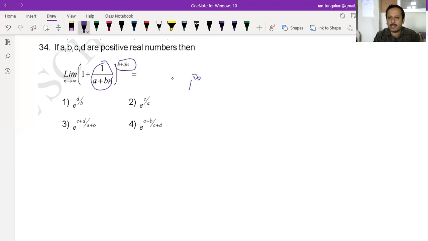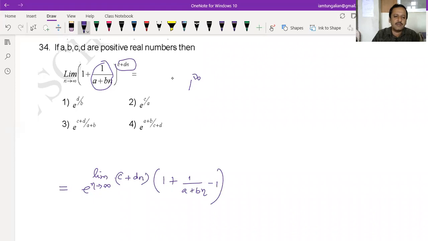So when it is of the form 1 power infinity, I have given you that shortcut. The shortcut is e power limit x tends to a of g of x into f of x minus 1. So by using that formula, this will be equal to e to the power limit n tends to infinity of g of x. So what is g of x here? c plus dn, into f of x minus 1, which is 1 plus 1 by (a plus bn) minus 1. So 1 gets cancelled. So we have e to the power limit n tends to infinity of (c plus dn) divided by (a plus bn).